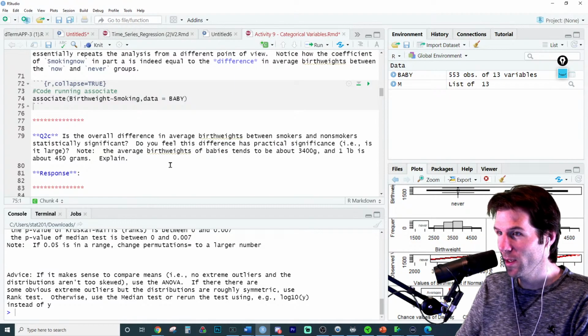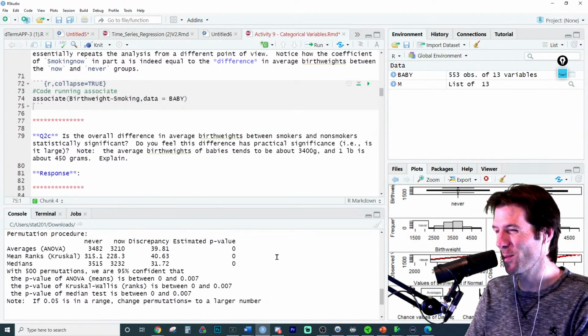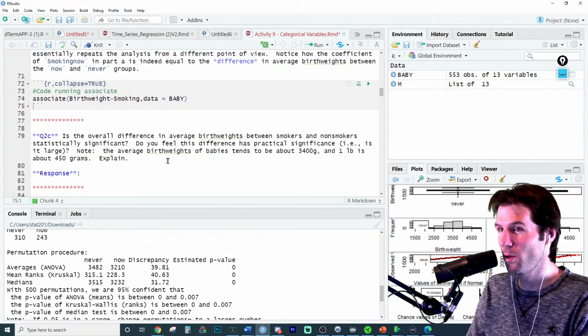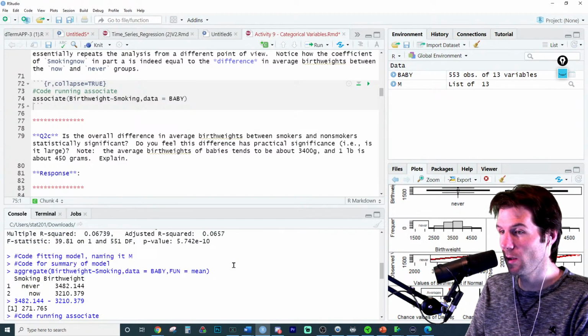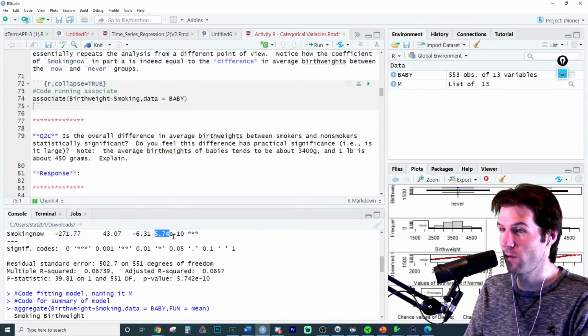Now, is the overall difference statistically significant? Well, let's look at the p-value. Anytime we want to know if something is statistically significant, we would take a look at the p-value, and yes. We could have easily looked at our model also, and the answer is yes for our model too. For the variable in the model, this is very, very, very statistically significant.